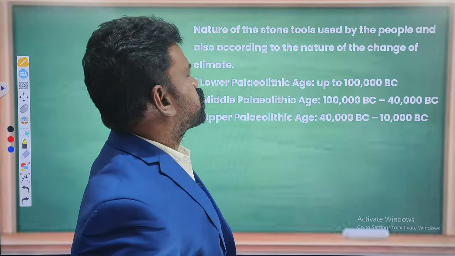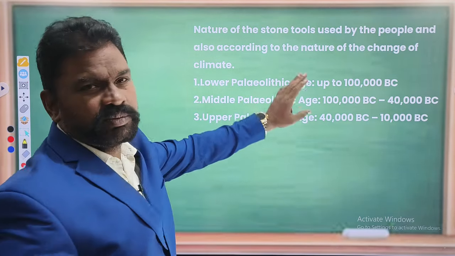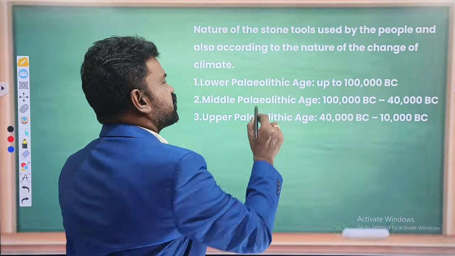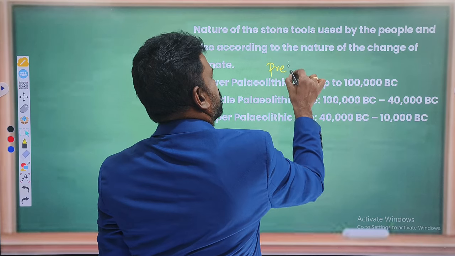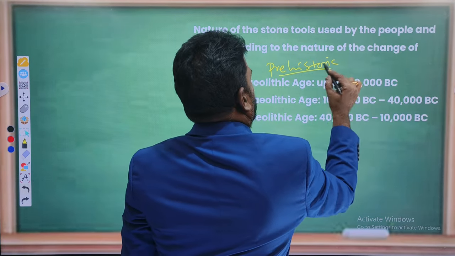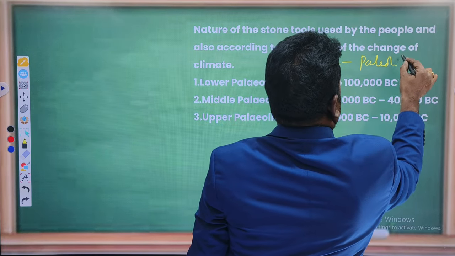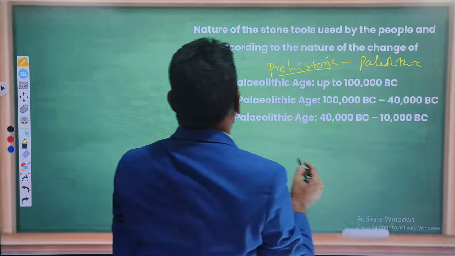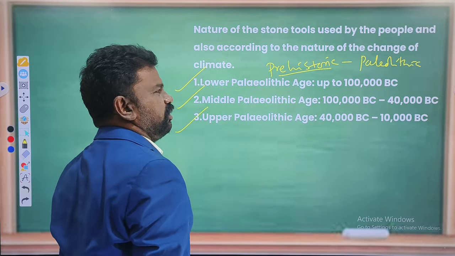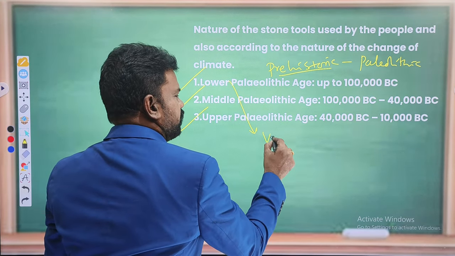The periods are divided according to the nature of the tools used by the people, and also according to the nature of the change of climate. The prehistoric age is also divided. First, the Paleolithic. This Paleolithic is again divided into three parts: Lower Paleolithic, Middle Paleolithic, Upper Paleolithic. In the Lower Paleolithic, people used very, very big stones.